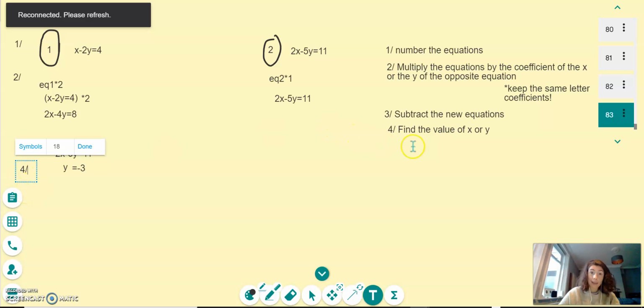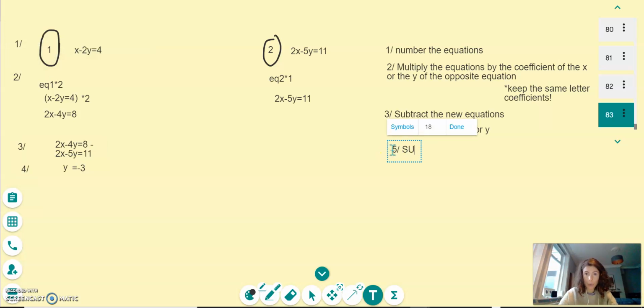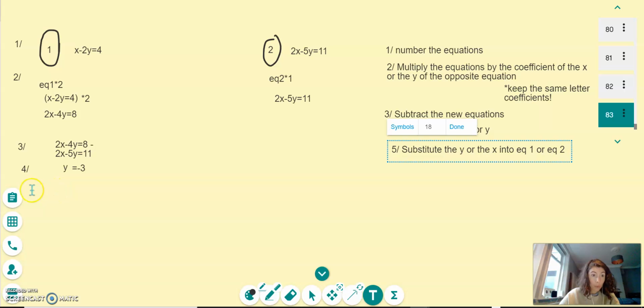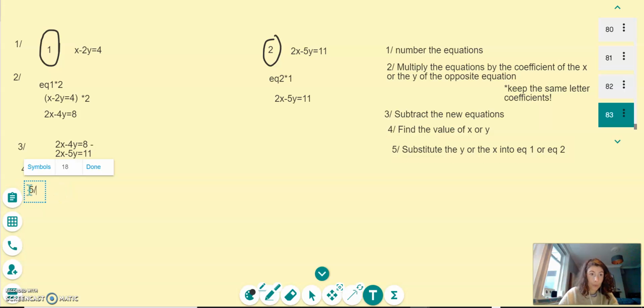And then step 5 is to substitute the y or the x, whichever letter you've got, into equation 1 or equation 2. So here we will substitute into equation 1. So we now have that y equals minus 3. So we're going to have x minus 2y equals 4, but we know that y equals minus 3. So x minus 2 times minus 3 equals 4.